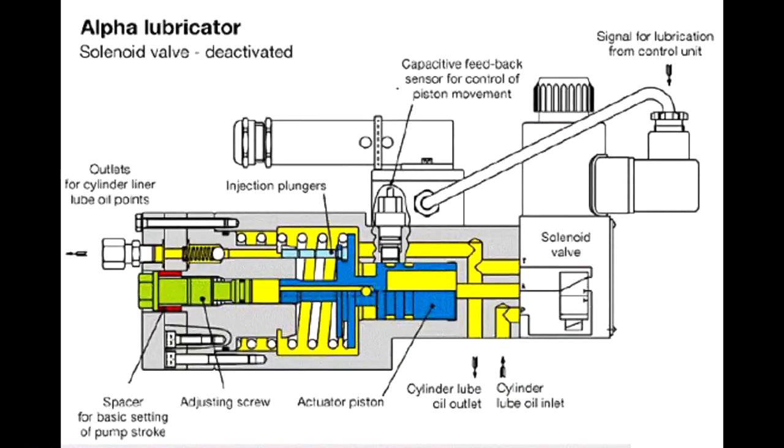The lubrication concept is intermittent lubrication. A relatively large amount of lube oil is injected every 4, 5 or 6 revolutions, determined by the dosage which is desired in grams per brake horsepower per hour.